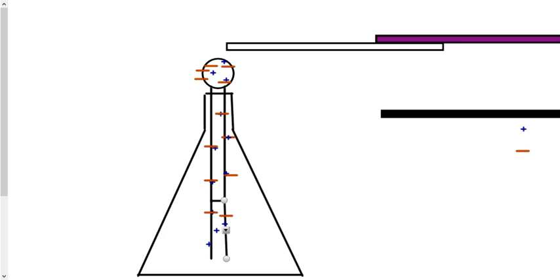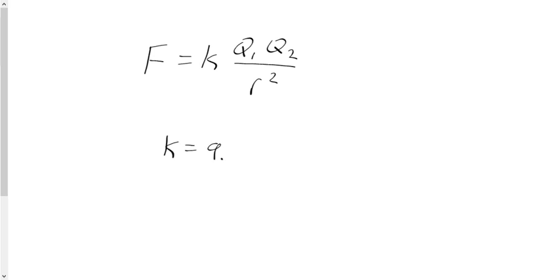Now let me start a new slide here, and let's start with some stuff from scratch. The force on two different point charges is equal to K times Q1 Q2 over R squared, where K is a constant. K is equal to 9.0 times 10 to the 9th. The units, I barely pay attention to the units myself. They are newtons times meters squared over coulombs squared.